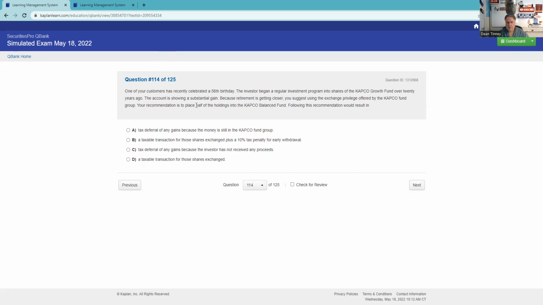I'm just seeing if it's in a retirement plan. I don't see any in here. There's going to be no penalty, right? So I'm just checking to see if this is an IRA or 401k. I don't see anything like that. So I'm going to say D. The 10% penalty would be if there's a retirement plan involved, and I don't see that anywhere in this question.